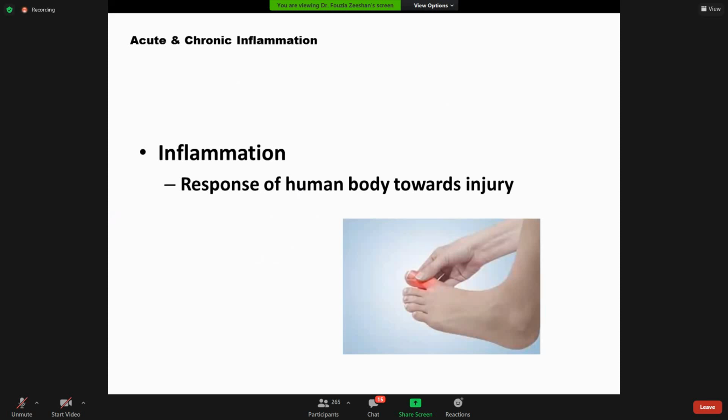Here you can see that the big toe of a person is hurt. So what happens? The inflammatory reaction starts occurring, and there are different changes which are very visible, like swelling, a change in color of the skin, and many others. So the simplest and basic definition of inflammation is the response of the human body against any injury. This is the easiest definition that you can remember, and then you can say it whenever someone asks.